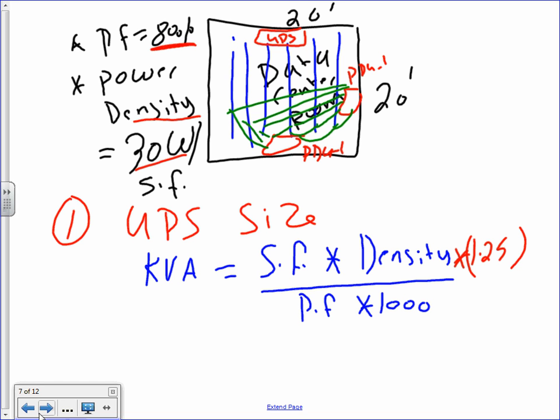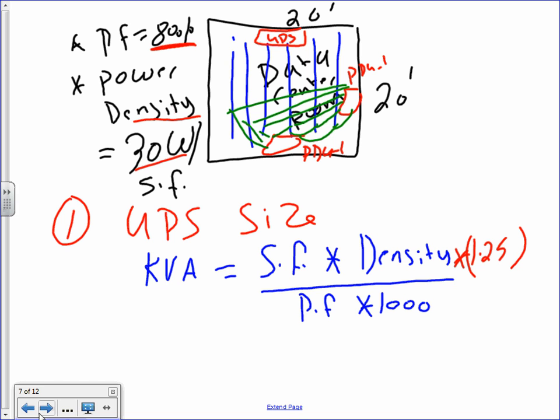I have a computer room like this room, 20 by 20. I need to put racks in it, and the power density for the servers I'm buying is 30 watts per square foot. I'm telling you, guys, our power density in the project, do you remember, what was it, 150? 125 or 150, and we can check that. And I need to size the UPS. Here's the formula that I use. Any questions, guys, before we go?